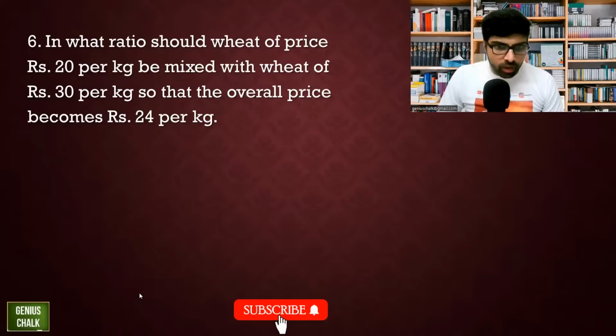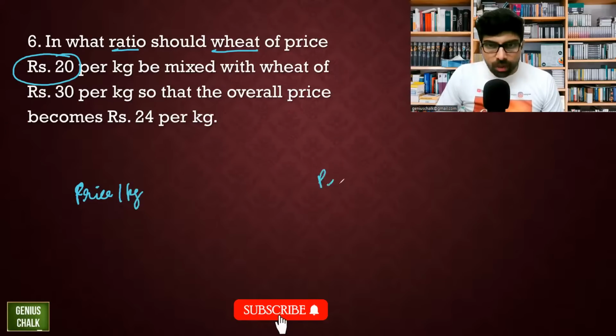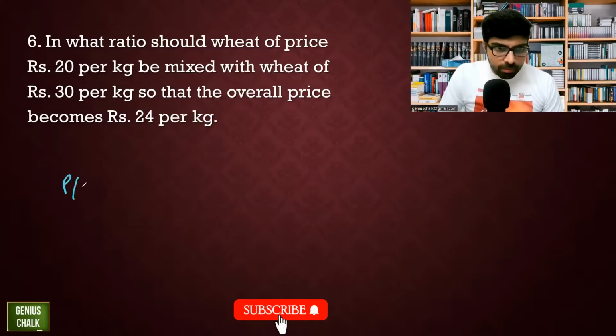Alligation is a method which we apply to find out the overall answer. It is basically like this: in what ratio should wheat of price 20 rupees per kg be mixed? Please make sure that when I write price here, it should be per kg price. Here also the price is per kg. So first thing, note that the price must be per quantity.